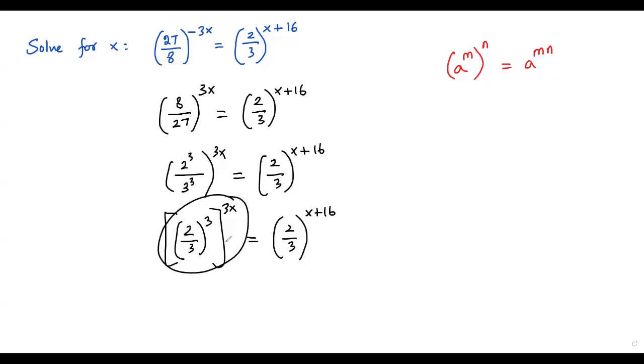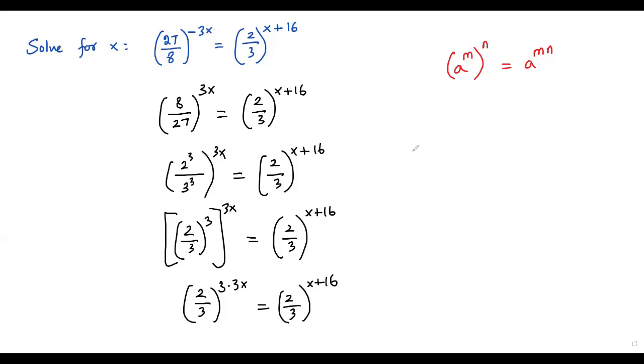I'm just going to use the power of a power rule we discussed. In our equation on the left side, the base is 2 over 3 and we have exponent 3, and for the complete stuff we have the exponent 3x. What can we do with the two exponents? We can multiply them. So I'm getting 2 over 3 whole to the power 3 times 3x. Whatever I have on the right side, I'm writing it as it is, that is 2 over 3 whole to the power x plus 16. In my next step, 3 times 3x is 9x, equals 2 over 3 whole to the power x plus 16.